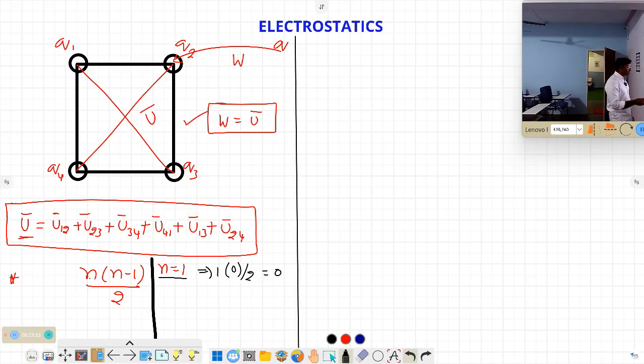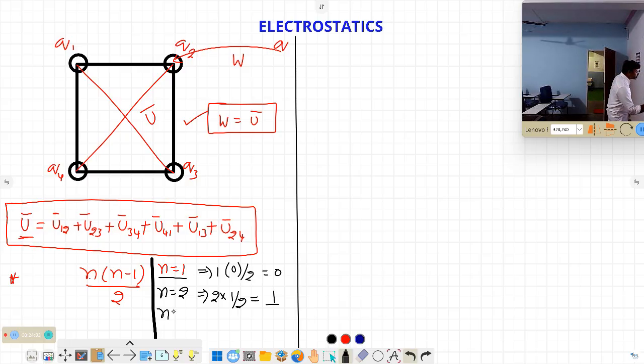Suppose n is equal to 2, a system of two charges. Put 2 into 2 minus 1, that is 1 by 2, the 2 gets cancelled, and you will get 1. As we already discussed, in a two-charge system there is an energy bonding between the two charges, U1 to 2 is equal to U2 to 1. Both are the same value, so you get only one combination of energy, whether you calculate from 1 to 2 or 2 to 1.